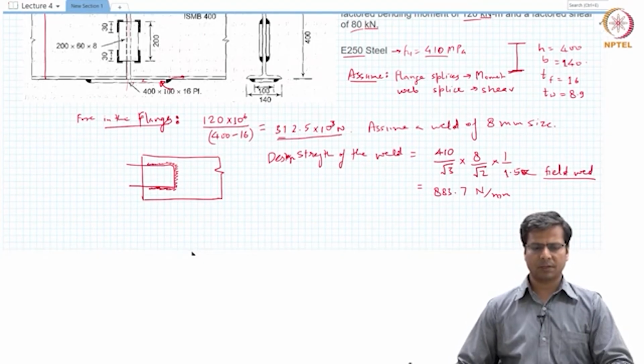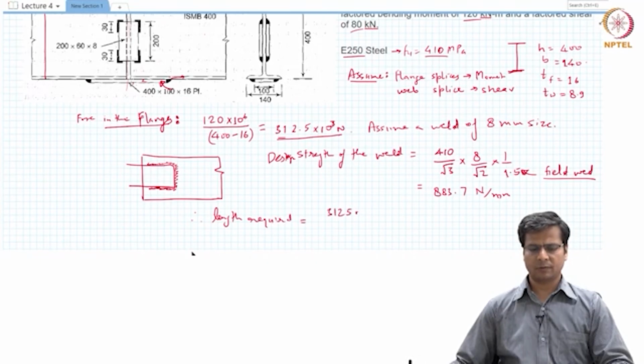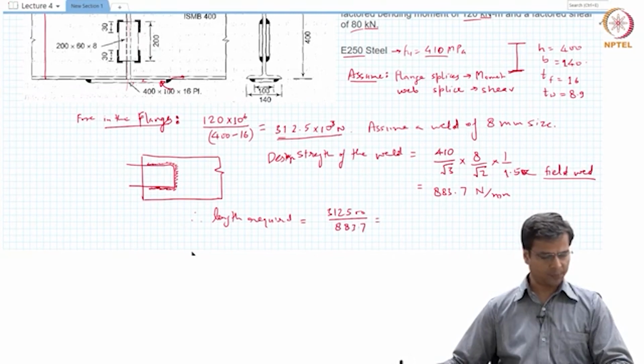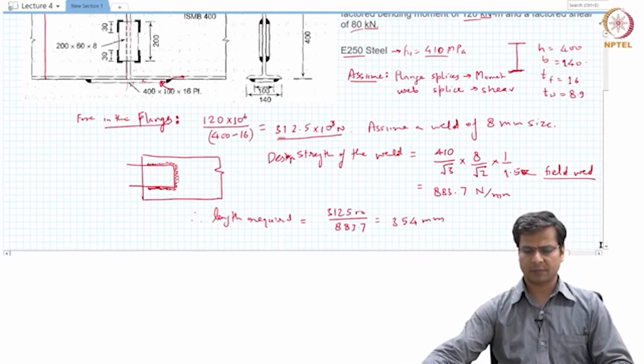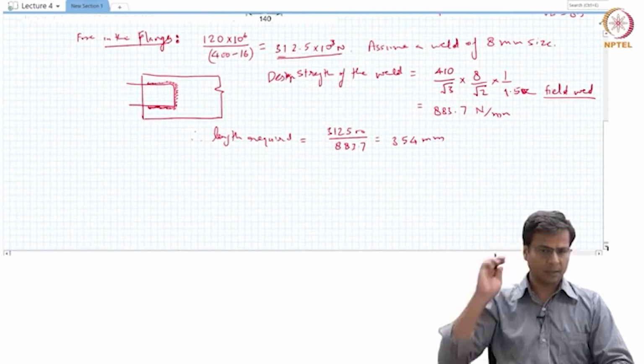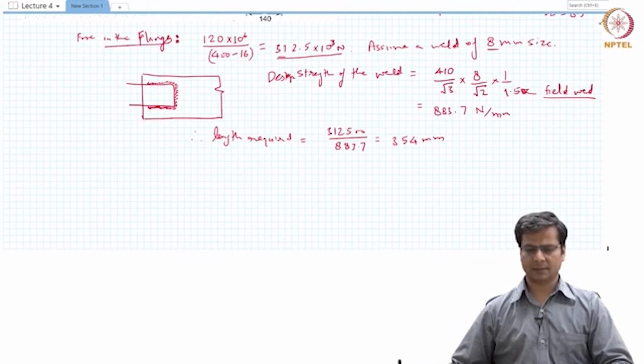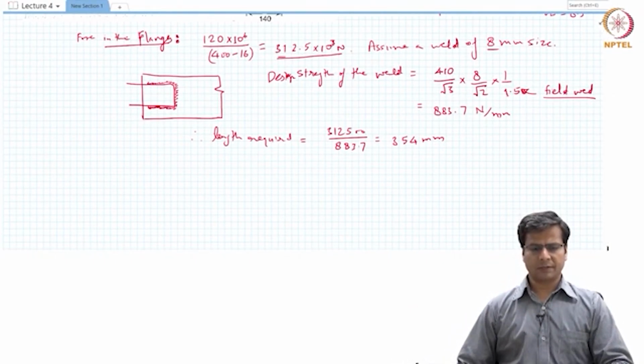Total strength requirement is 312.5 kilonewton. So the length required will be 312,500 divided by 883.7, which turns out to be 354 millimeters. So this is the total weld required on one side of this plate. Now we have not yet decided the size of the plate, but we have decided the weld size. We need 354 total length.